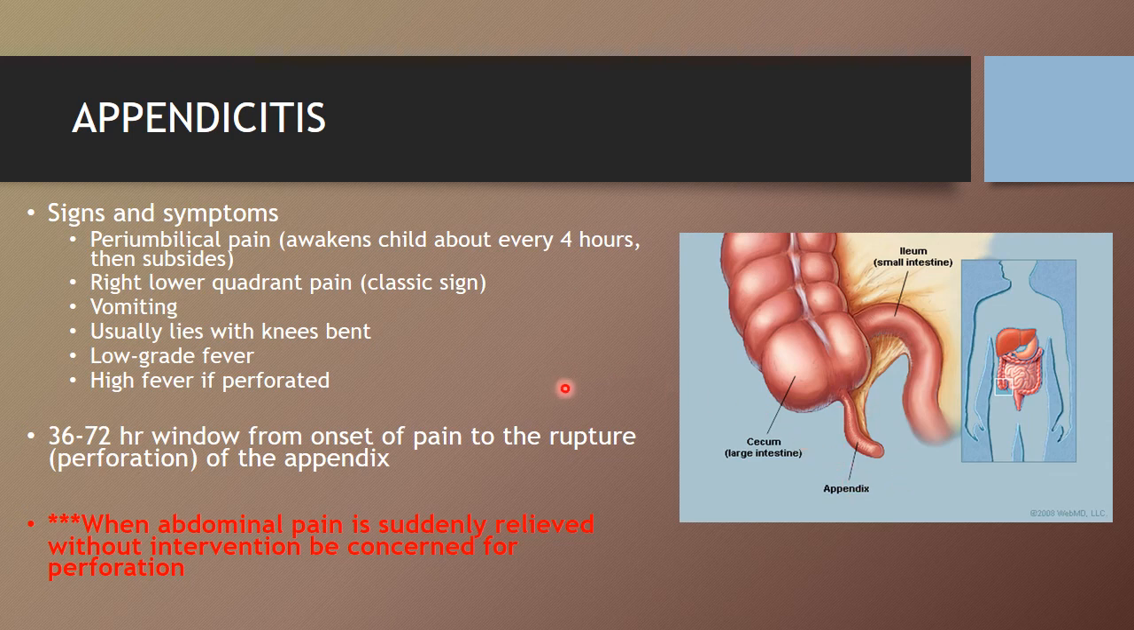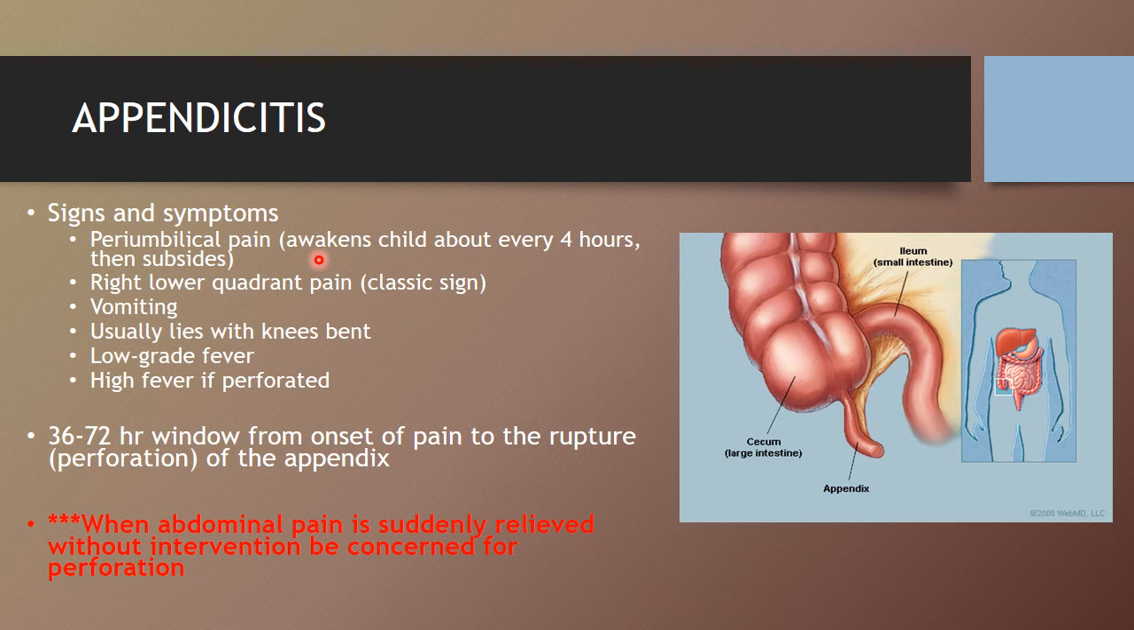Signs and symptoms: you'll have periumbilical pain. So this is really right on the umbilicus. It gets so bad that it'll awaken the child in the night, like every 4 hours, and then it goes away. Then what happens is that you start having that right lower quadrant pain, which is a classic sign. That's how they're able to tell that this is appendicitis. Then you may see vomiting. They usually lie with their knees bent because with your knees up, it takes that pressure off and it's just relaxing to them. It doesn't hurt as much.